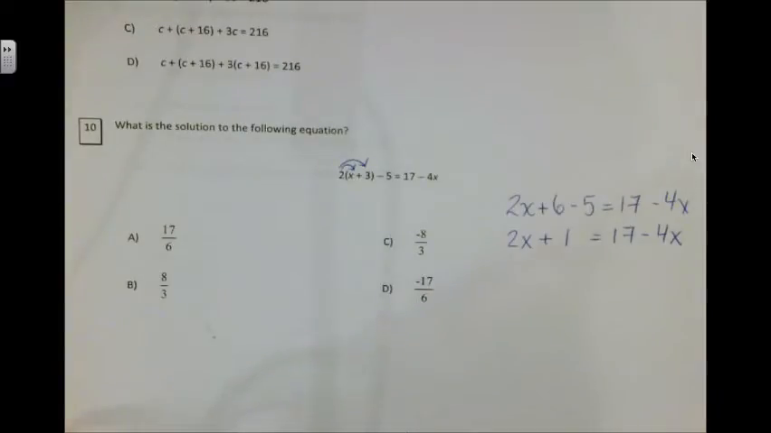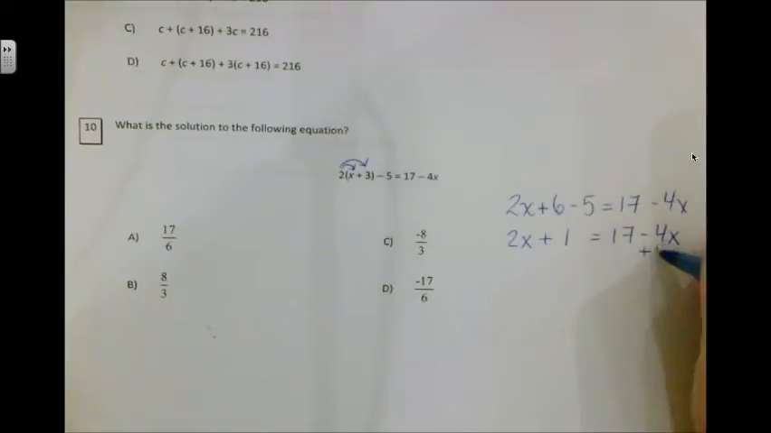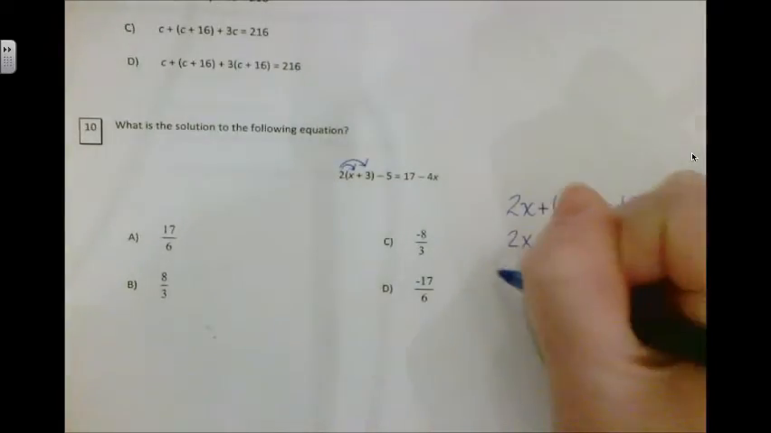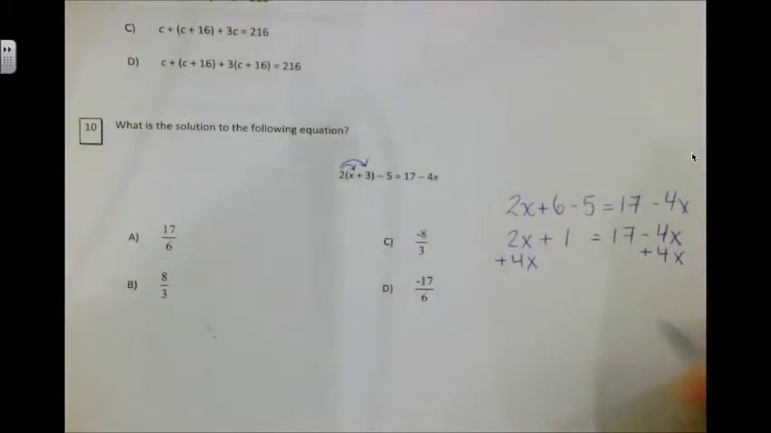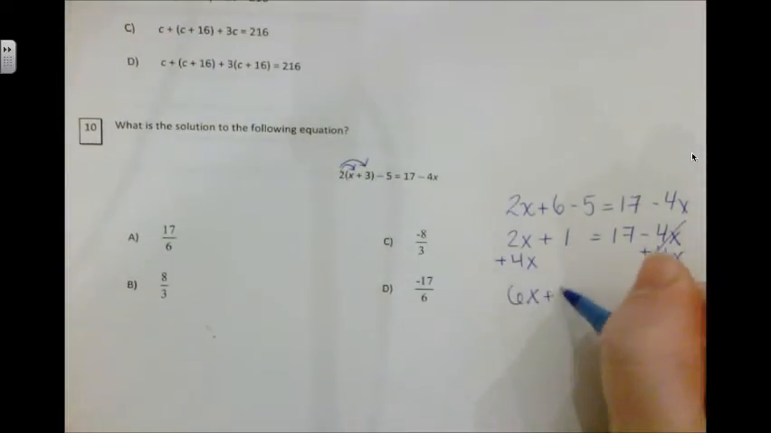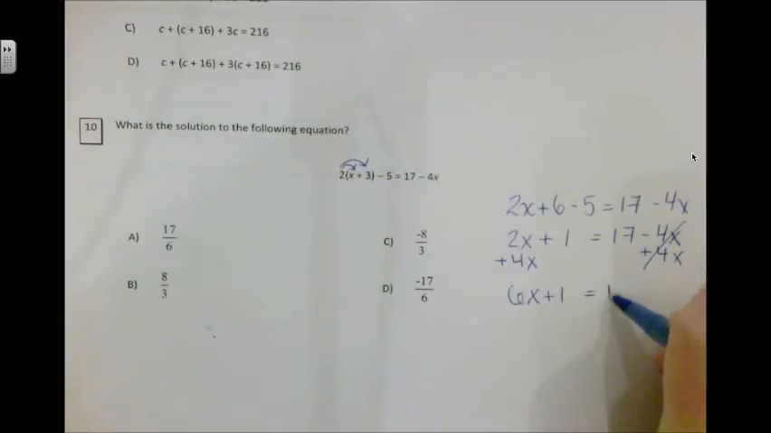I know that you guys prefer to bring all of the x's to the left because you find it's easier, but it would give you exactly the same answer if you put them on the right. So since this is a negative 4x, I'm going to do plus 4x on both sides. So this becomes 6x, and this will go away. So 6x plus 1 equals 17. If you feel comfortable doing both of these steps in one shot, that's no problem.